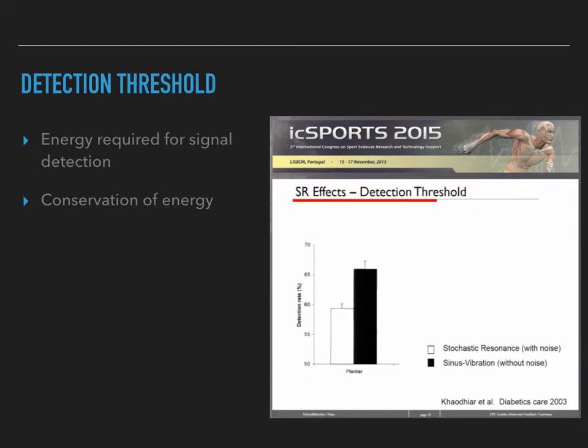Here's another look at the detection threshold. Essentially what this is saying is that it takes less energy for us to respond to a stochastic resonance signal versus a sinusoidal signal. This is important because our bodies were designed to survive. That's what we care about the most. So in terms of doing what's best for our body or what's most natural for us, a signal that requires less energy to detect is going to provide us with greater results.